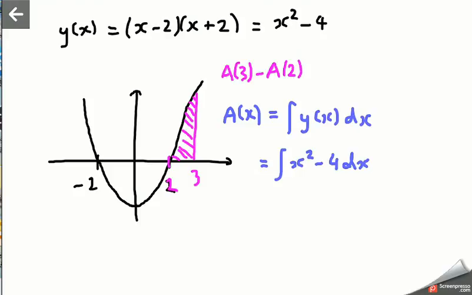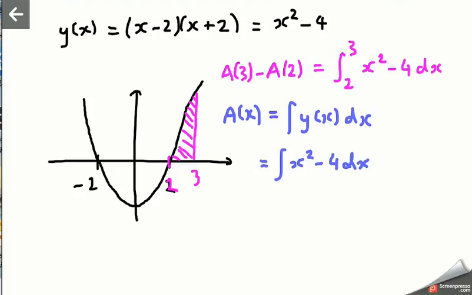And this pink area that we're finding, we can actually write A of 3 minus A of 2 in a different way. We write it like this. So it's got the same symbol as the antiderivative, except we're going to put numbers on it. So the smaller value of x goes at the bottom. So we're starting at x equals 2, and then the bigger value of x goes up the top, and we're going to x equals 3.